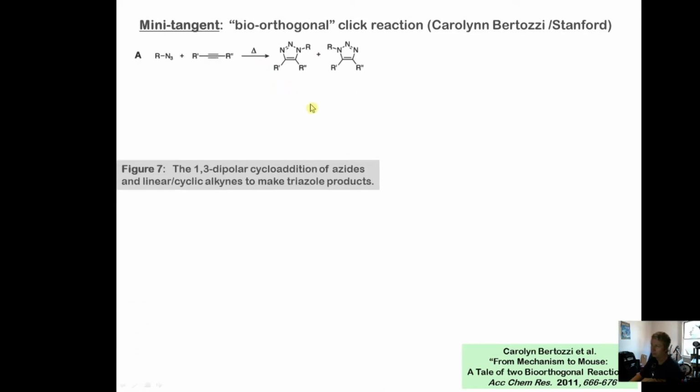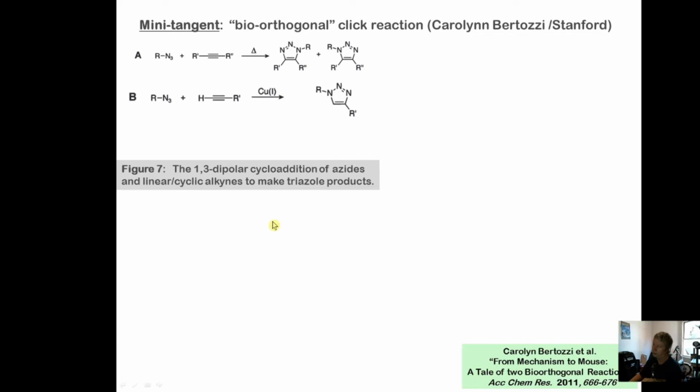So what we're going to show is a couple of variations of the click reaction, starting with the original one. This just shows you have an azide and an alkyne. You can cook them, and you get this mixture of triazole products. The azide can align in one orientation or the other, so you get an isomeric mixture. Okay.